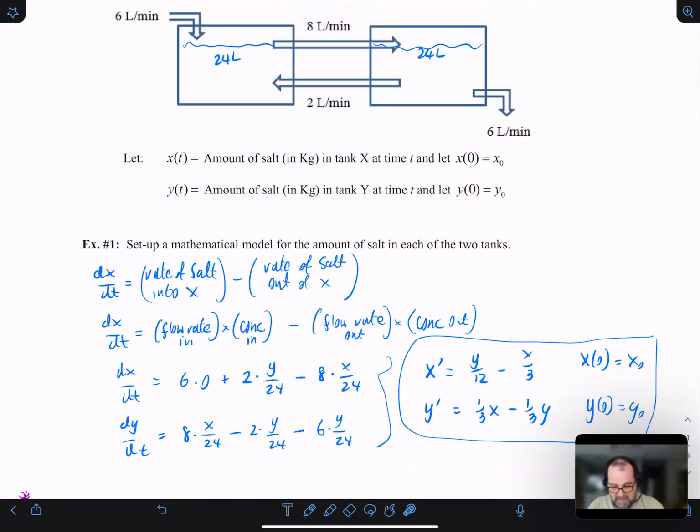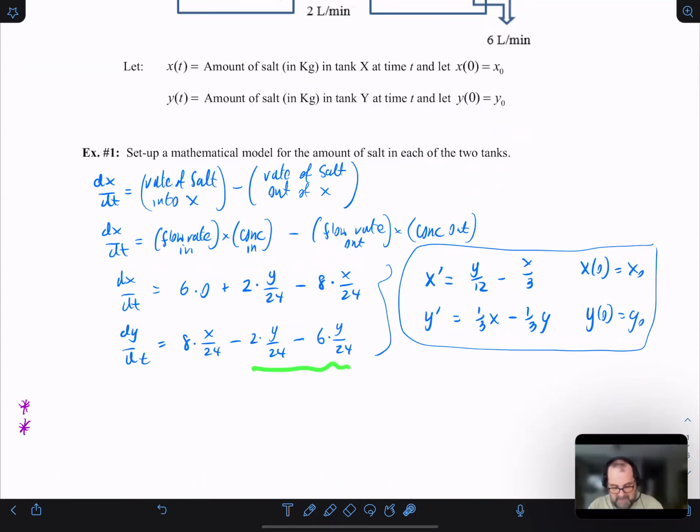Tank Y has 2 outputs and 1 input. The only input to tank Y is flowing at 8 and has a concentration of X over 24. The outs from tank Y, there is a -2 for the concentration of tank Y and a -6 concentration of tank Y. Now, naturally, these can be added together and you get a -8 Y over 24. Those are basically like terms. So again, this is setting up our model.